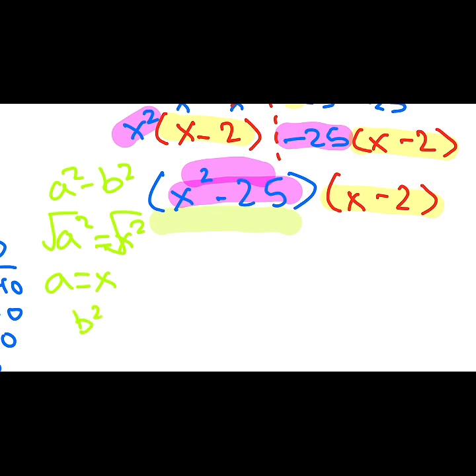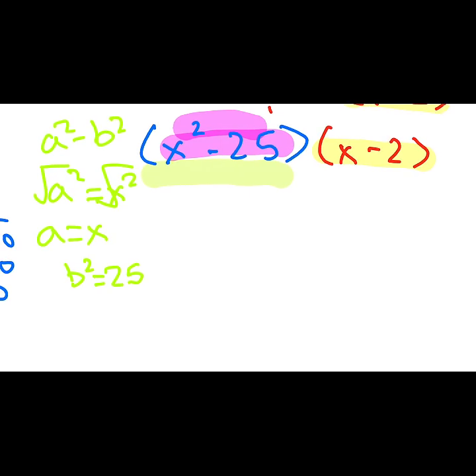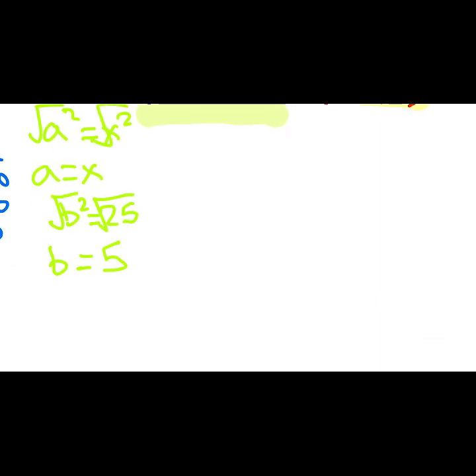b squared, in this case, is 25. Always ask yourself, or just test in a calculator, is this a perfect square? Square root both sides, and if it gives you a number that is not a decimal and does not have a leftover radical, aka square root, that is a perfect square. So a and b are x and 5. Remember, it was a plus b, a minus b.